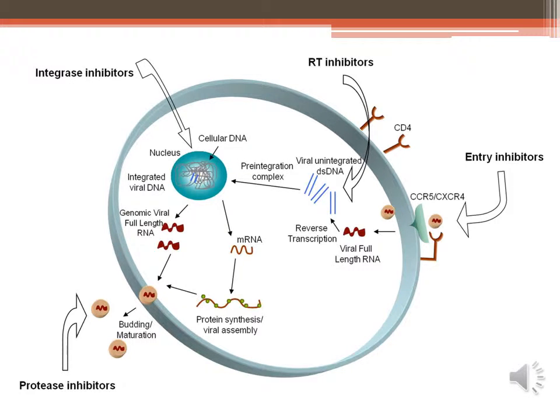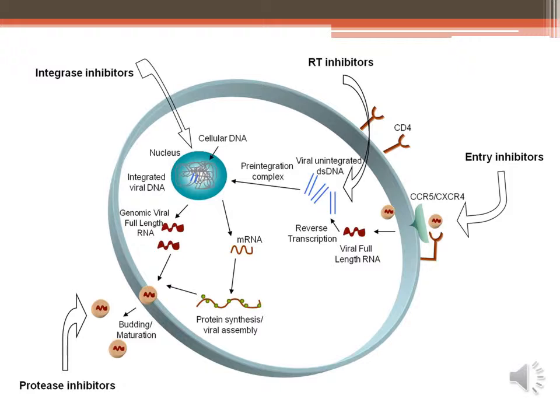The first one is the fusion inhibitors that prevent the fusion and entry of the virus into the targeted CD4 cells. Second is integrase inhibitors that block the HIV integrase enzyme to prevent insertion or integration of the viral DNA into the DNA of the host CD4 cell. So it inhibits HIV from replicating.